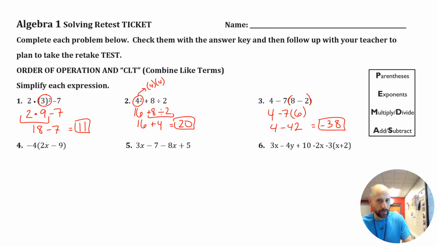Okay. At any point in time, please pause the video and work ahead or work these out on your own before seeing the solutions. Otherwise, keep working on it.